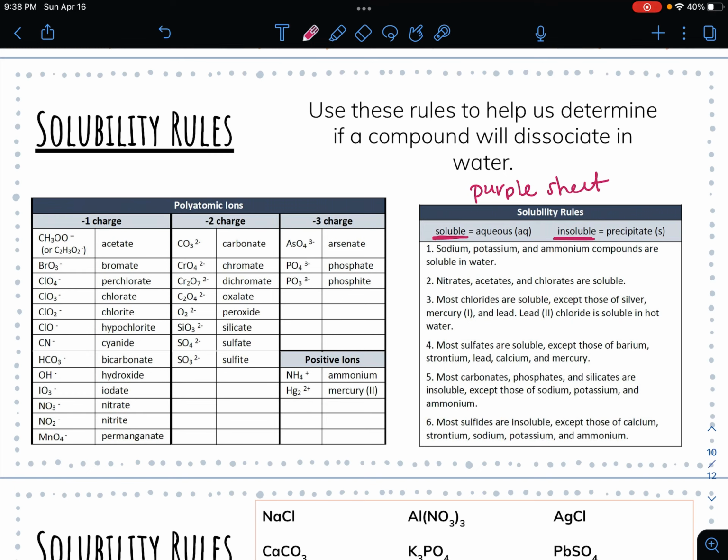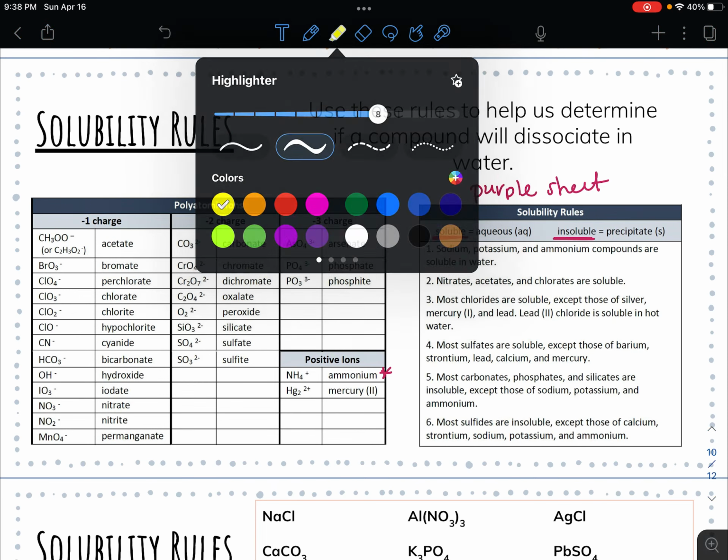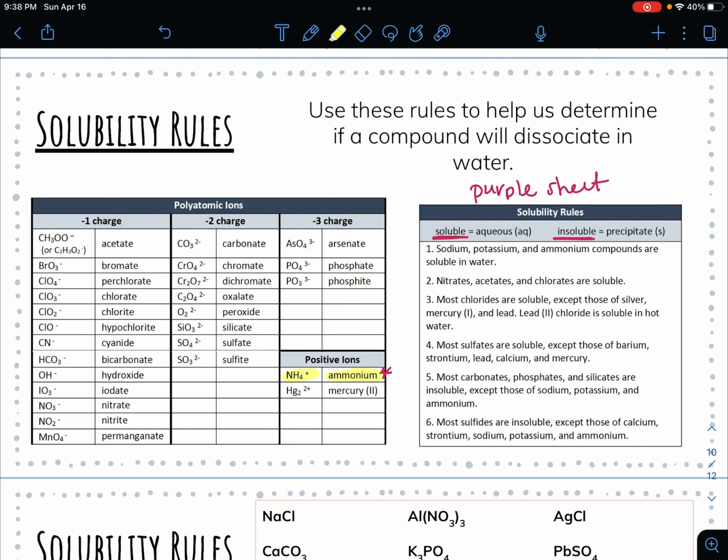So if we look at number 1, it tells us, sodium, potassium, ammonium compounds are always soluble. Okay, so this is why it's important that you know those symbols. You know what sodium is, you know what potassium is. Ammonium sounds kind of weird. It doesn't sound like something we took an element quiz on. So that tells me it's probably on my polyatomic sheet. And there it is right here. Let me highlight it so you can see it. There it is right there. Okay, ammonium.